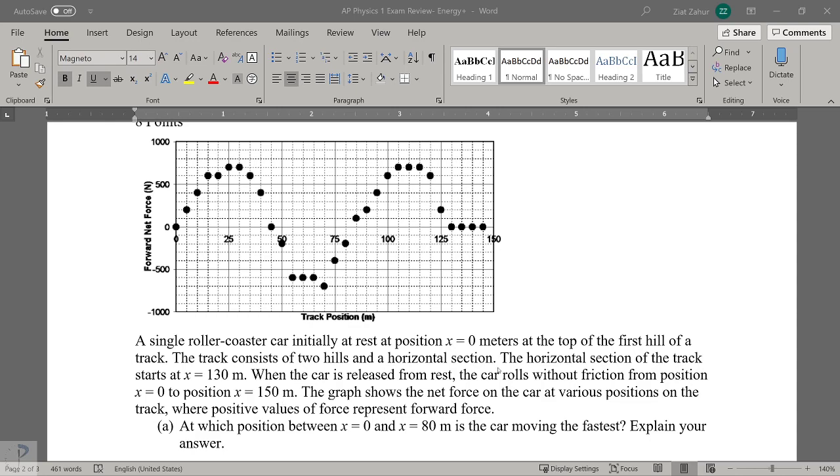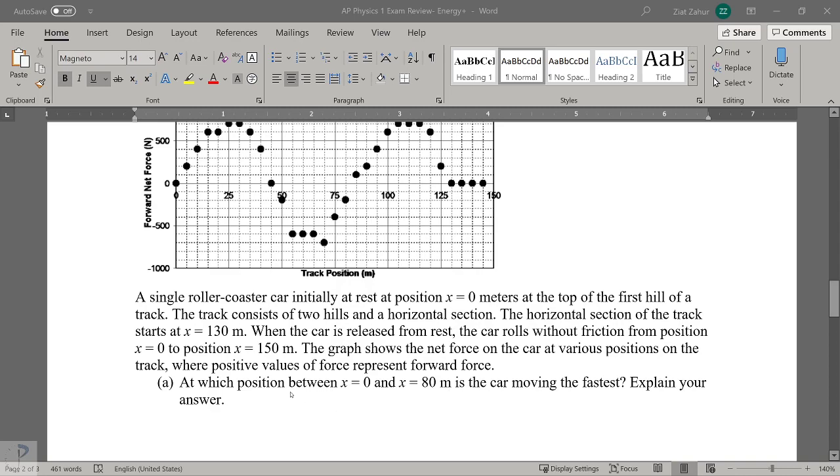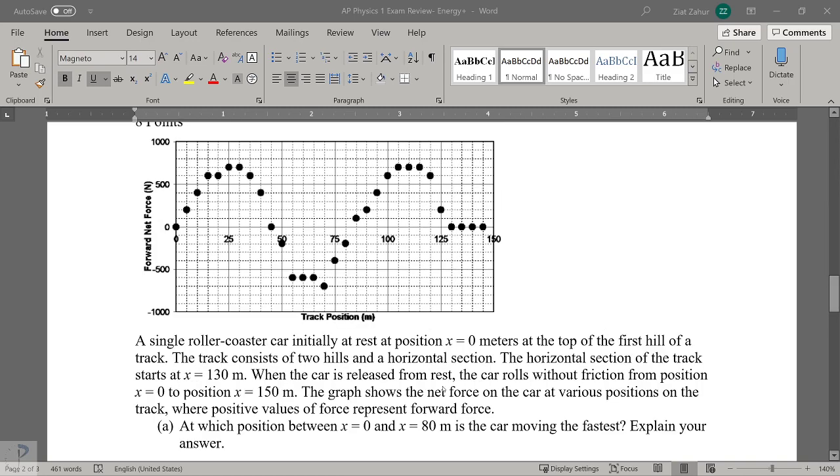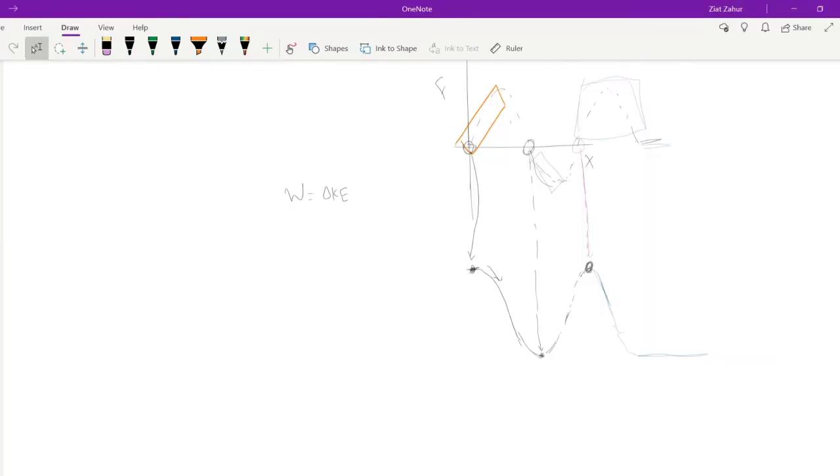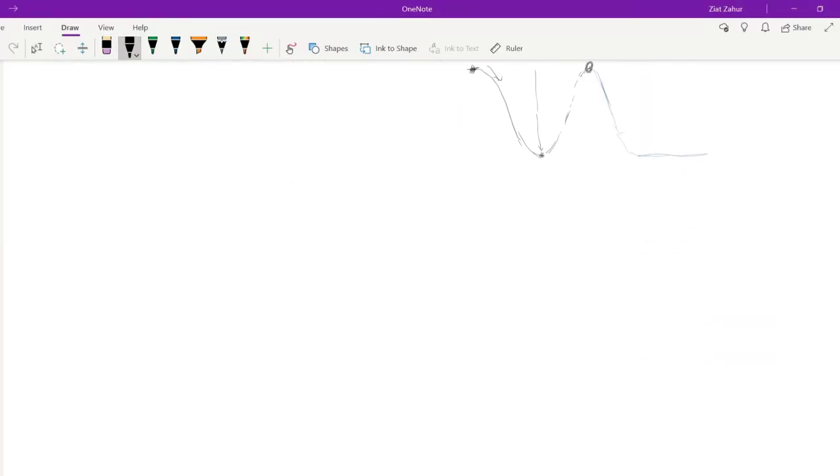The graph shows the net force on the car at various positions on the track where positive values of force represent forward force. At which position between 0 and 80 is the car moving the fastest? Explain your answer. All right, so let's go back and talk about graphs because graphs are important. They come up all the time.